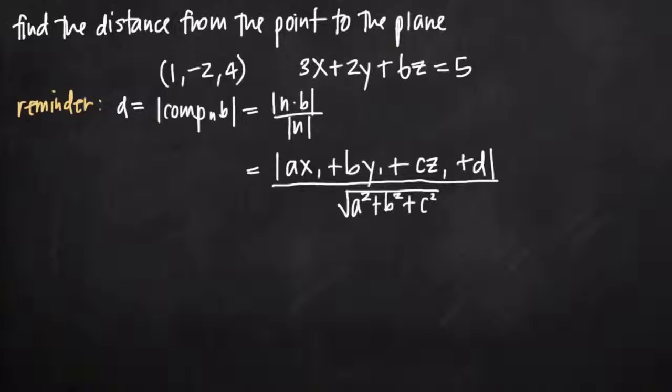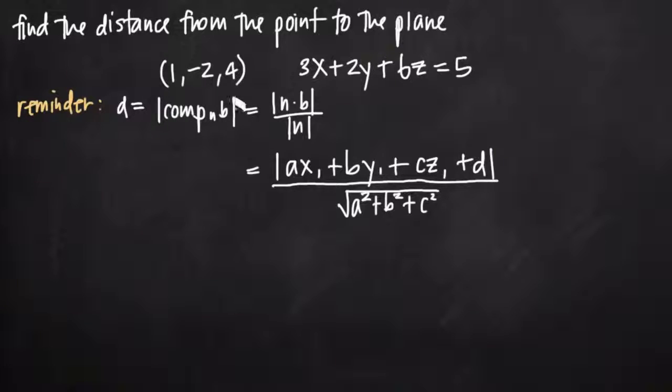Today we're going to be talking about how to find the distance from a point to a plane. In this particular problem, we've been given the coordinate point (1, -2, 4), and we've been asked to find the distance between this coordinate point and the plane, which is defined by the equation 3x + 2y + 6z = 5.